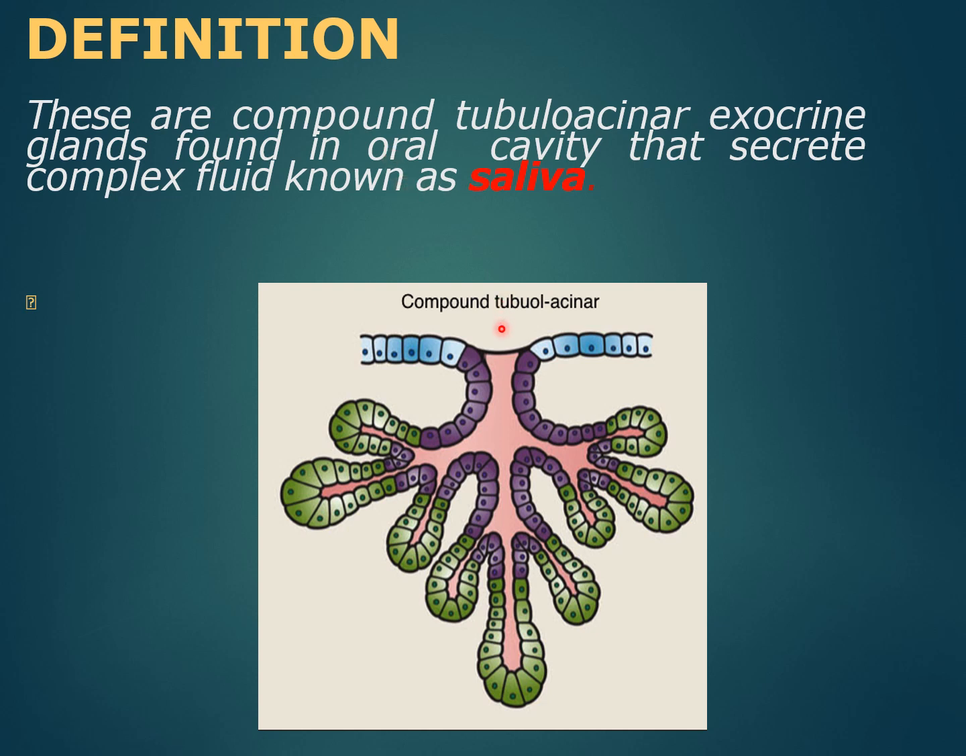This is the image of a compound tubulo-acinar gland. This is a tubule. Each tubule branches out into different tubules, and each branching tubule has a group of cells called acinar cells. So they are called tubulo-acinar glands. These acinar cells secrete secretions which are exocrine in nature.